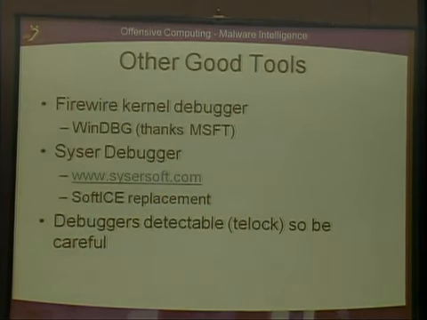Other good tools: the FireWire kernel debugger. Those are always fun. WinDbg. Thank you, Microsoft. This tool is awesome. And this new program called Syser. I don't actually know how to pronounce that. But this is a SoftICE replacement, or appears to do much of the old functionality, that you can legitimately buy. But you have to be careful with all these because they're still detectable.